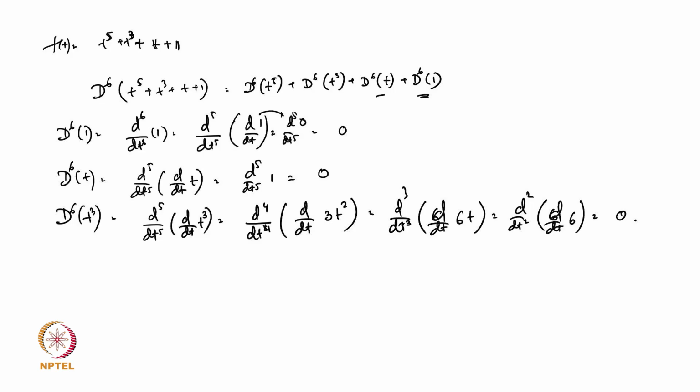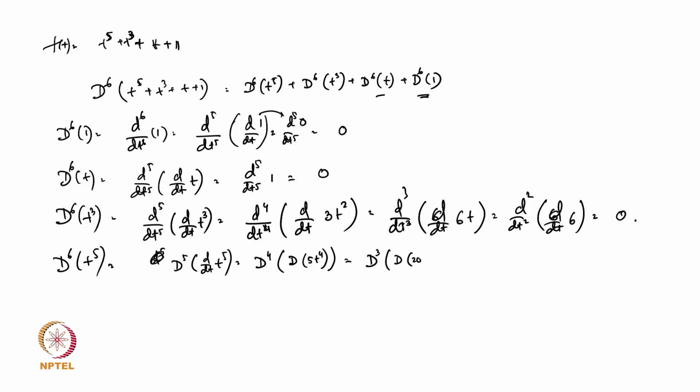So what about D6 of t5 if you do it? The first one, obviously, is D5 into d/dt of t5, so D4 of 5t4, then D3 of d of 20t cube, equal to D square of d of 60t square, that is equal to d of d of 120t, that will be equal to d of 120, that will be equal to 0.